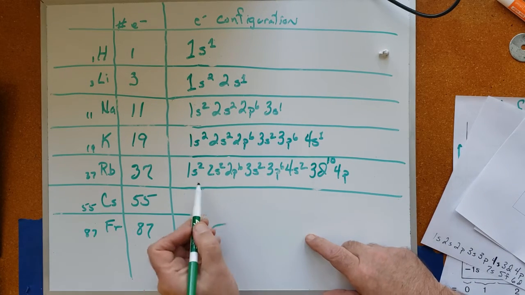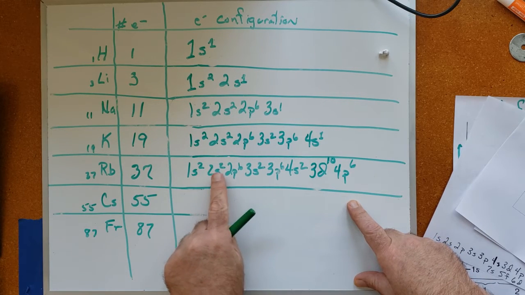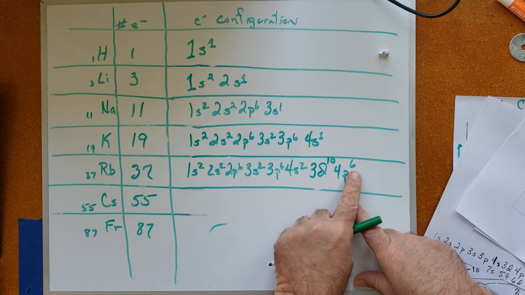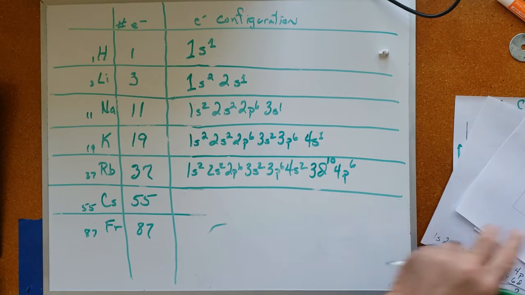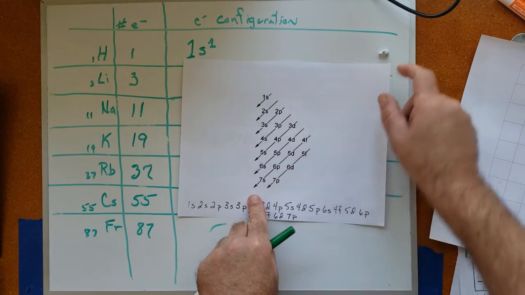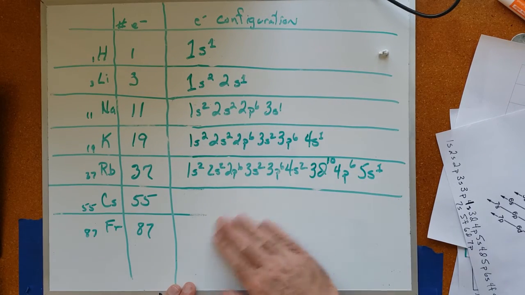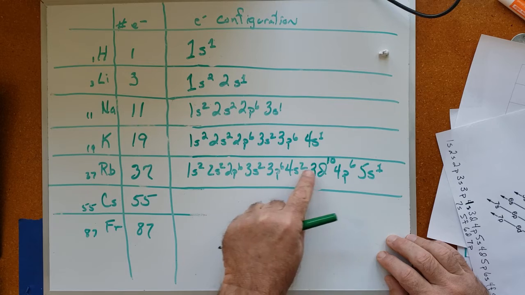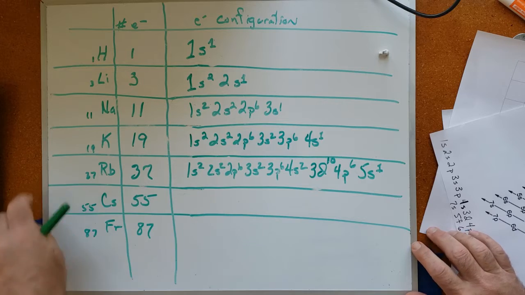So anyway, getting back here, 4p6. Now, how many electrons total is that? 2, 4, and then 6 is 10, 12, 18, 20, 30, 36. So I need only one more electron. What comes after the 4p? Well, if I look at this, after the 4p is the 5s. It'll be 5s, and then I only need a space for one more electron. So if I count up all these little tiny superscripted numbers, 2, 2, 6, 2, 6, 2, 10, 6, 1, I get 37. So that's the electron configuration for rubidium.